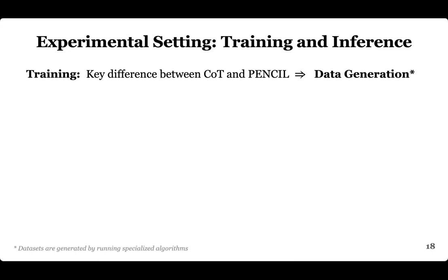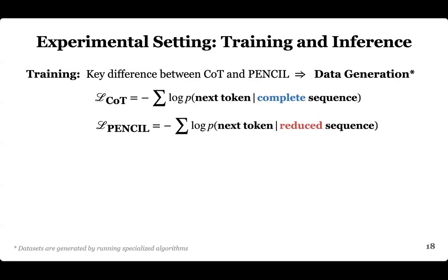Otherwise, almost everything is identical to chain of thought. The only difference is just how the data is generated. For chain of thought, there are no special tokens, but for PENCIL, we introduce three special tokens: call, accept, and return. By introducing these three special tokens, it will trigger the reduction rule and do the erasing. Also, the computation of the loss function is different.